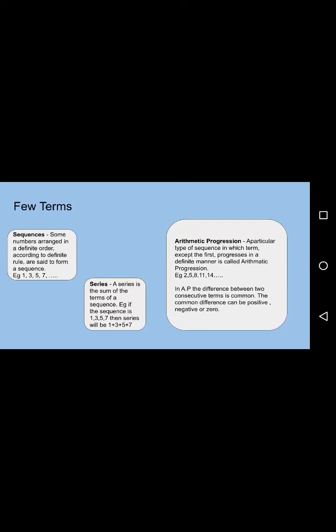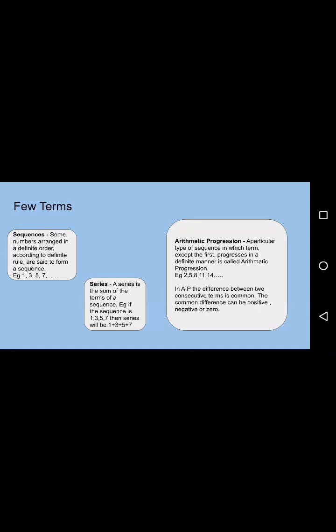Now, in this chapter particularly, we are going to study arithmetic progression. An arithmetic progression is a particular type of sequence in which each term except the first progresses in a definite manner, and that kind of sequence is called an arithmetic progression. As we have seen, 1, 3, 5, 7 is an arithmetic progression. Another example is 2, 5, 8, 11, 14. In this example, each term after the first is obtained by adding 3 to the previous one.